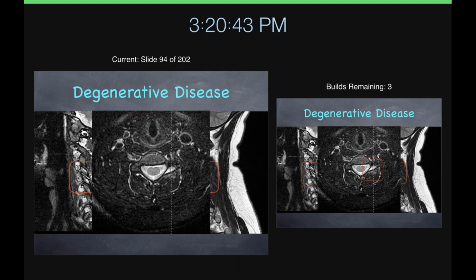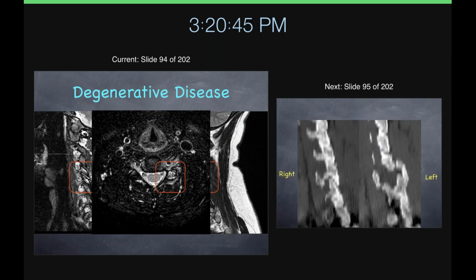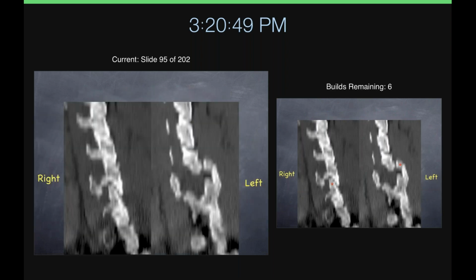Okay, so here's a patient, Shiv, who came in with chronic neck pain. This is a CT scan. These are sagittal reconstructions from an old CT scanner on the right side and the left side. What do you think's happening?